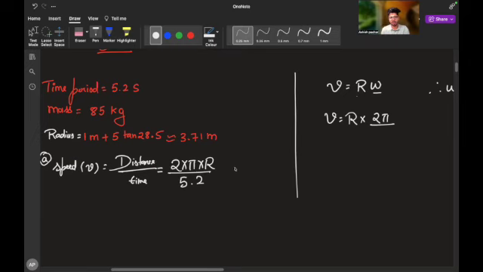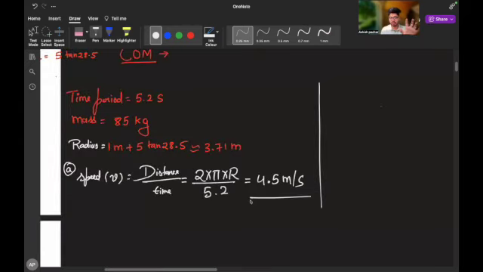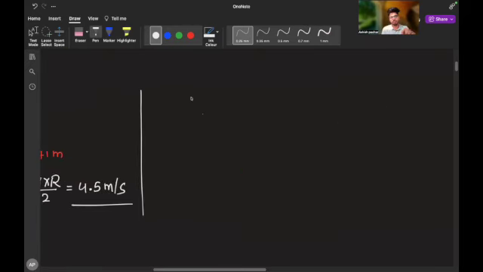And if you plug in all the values and calculate, it comes out to be 4.5 meters per second. So that is the value that you will get. The same problem can be thought of in a different way. V is equal to R omega.